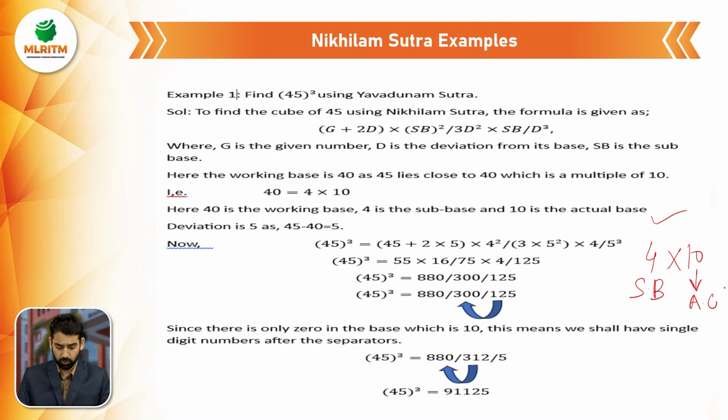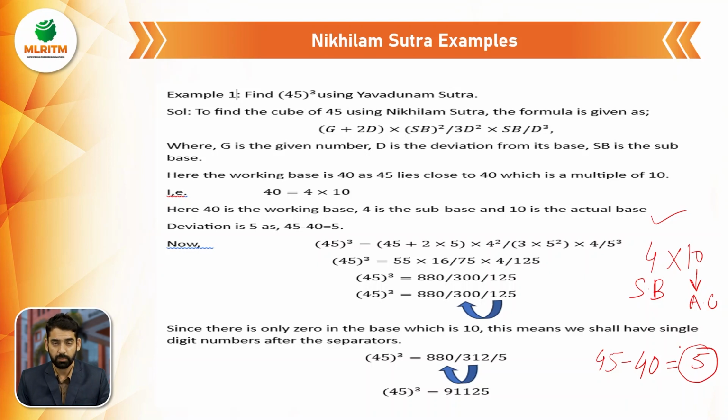Now once we are able to find the working base, the actual base and the sub base, then the cube root of 45 is easy to calculate. Use this formula: 45 equals the given number plus 2 into deviation. We have to take the cube of 45. So 45 is how much greater than the working base? We take the deviation, 45 minus 40 equals 5.